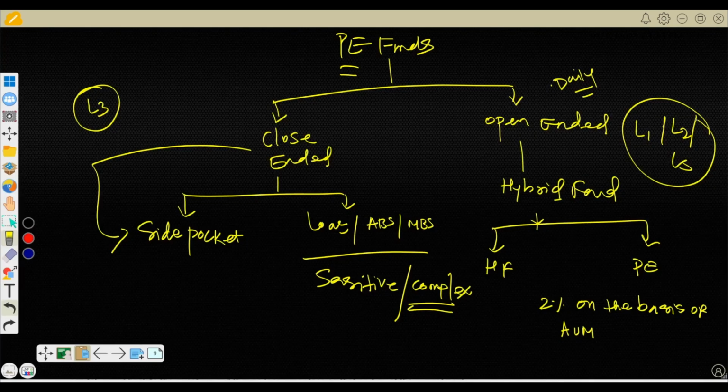And side pocket investment means that for one fund you would see two different NAVs. For the same fund from the same account, you would see two different NAVs, where that fund might create a sub fund from the main fund. We'll see that structure also. But side pocket means it is for a risky investment. It is purely for a risky investment.